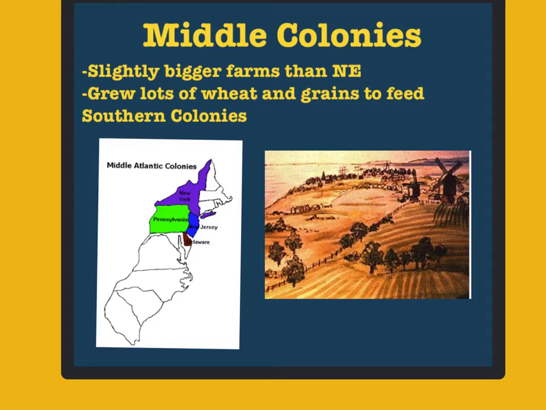They were not making food. Instead, they were growing cash crops, which we'll talk about in a second. But these farms were bigger than New England. They were growing grains and wheat to try to feed these southern colonies. Got it? Okay.